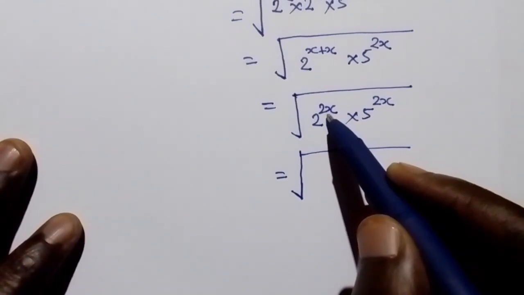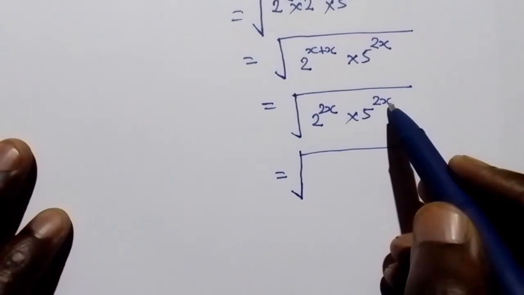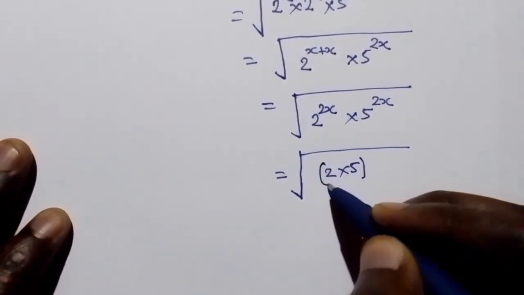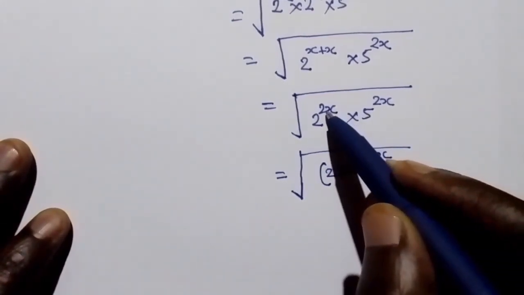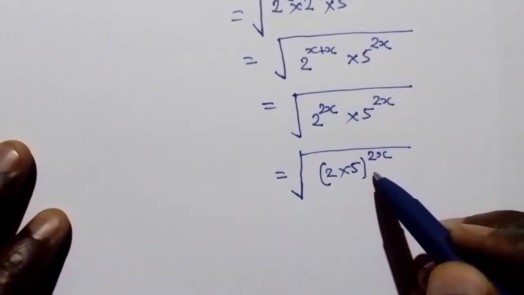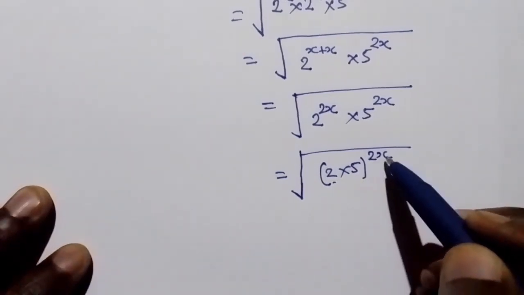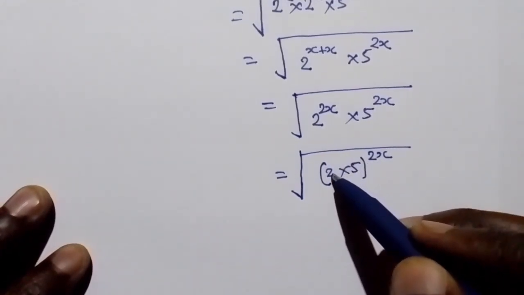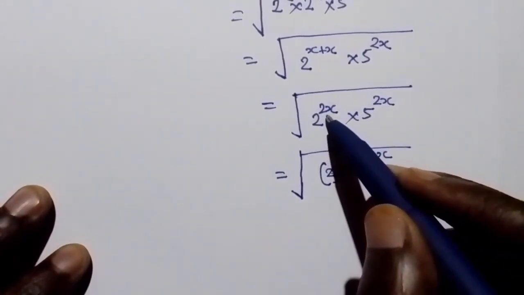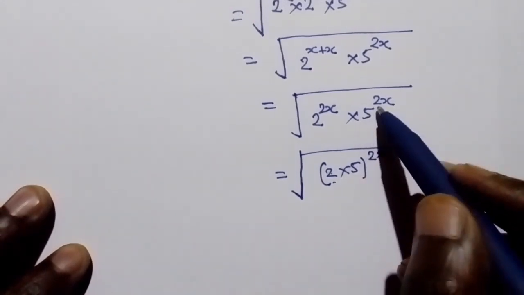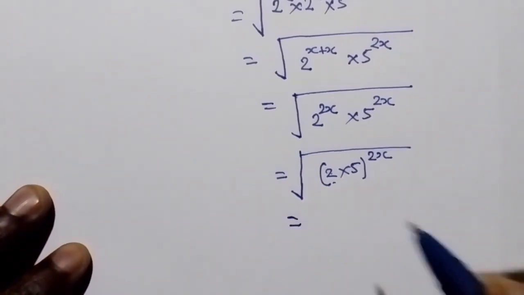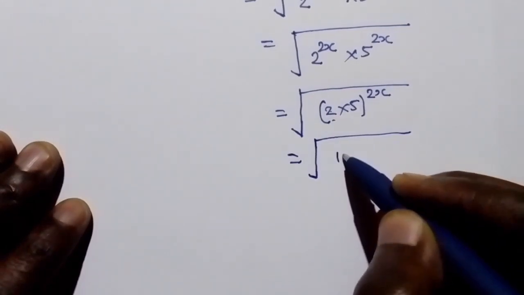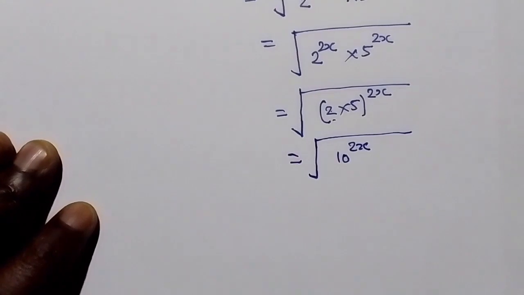Now power 2x is common here. So we can write this as 2 times 5 power 2x, because power 2x is common. When we multiply 2 times 5, it's like putting 2 power 2x here and 5 power 2x here. So this gives us 10 power 2x.